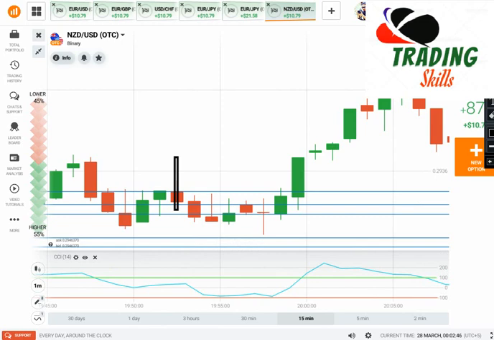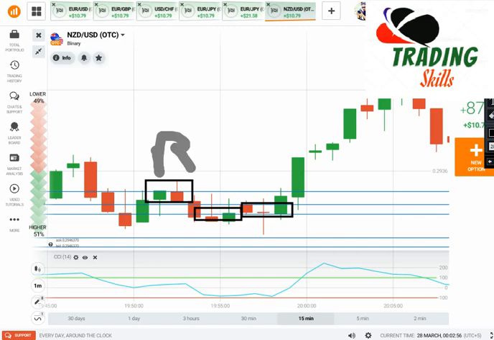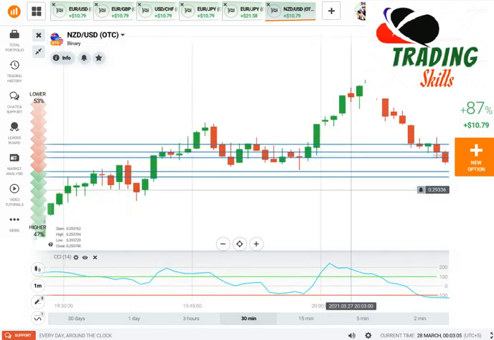Let me show you again. This is your resistance, this is your support, this is your support. So this area is SNR. Why SNR? Resistance, support, support, resistance. So you will see in the future market will definitely reverse from this point.